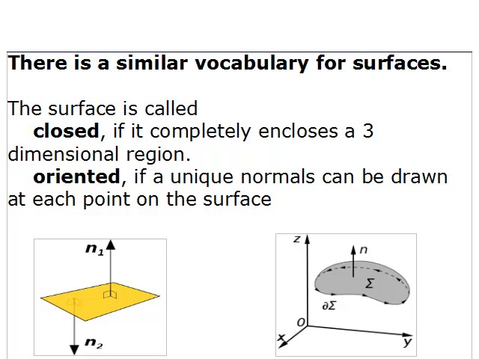And now we have this similar vocabulary for a surface. It's closed if it completely encloses a three-dimensional region. Obviously these don't. And it's oriented if unique normals can be assigned to each point on the surface. And note that in this case you actually have two normals, one up and one down here. You obviously could have another normal as well. The one on this side, right over here, actually is supposed to be representing a bulging surface, like part of a soccer ball cut off from the rest of the ball, not an enclosed blob.